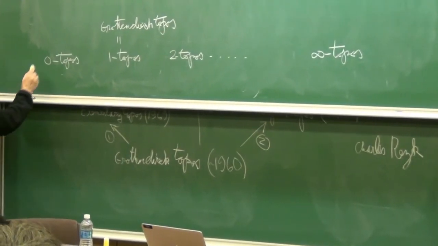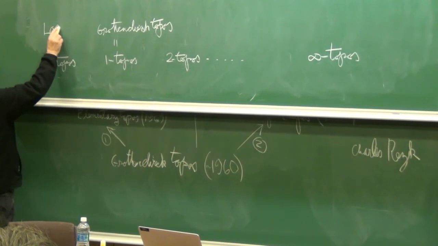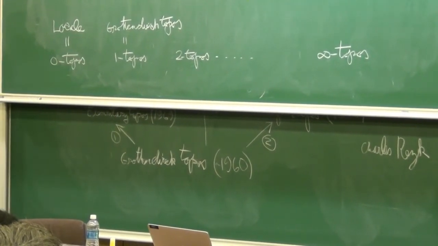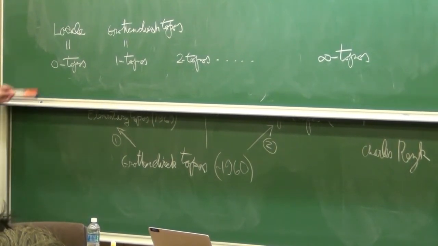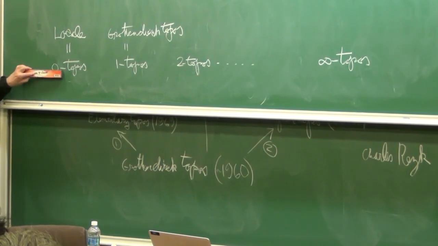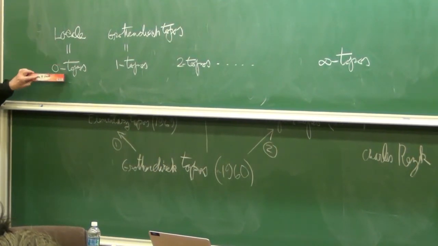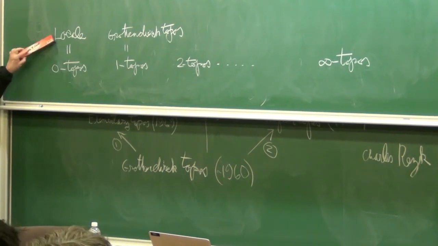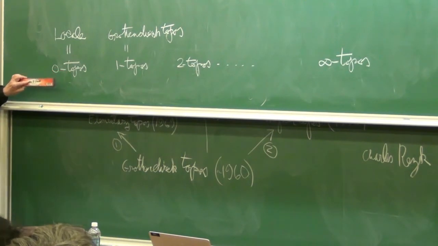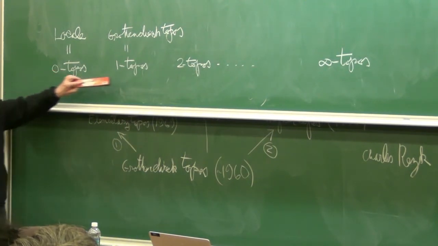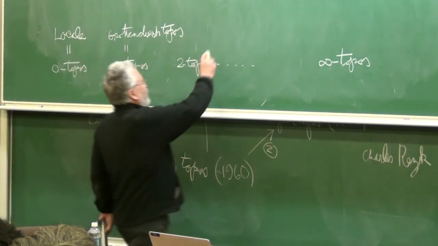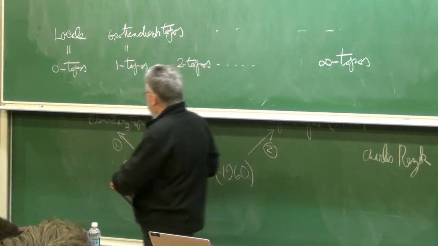And the 0 topos are what we call a locale. And many of the things that I would like to discuss are already present in the theory of locale. And so I will start by presenting some aspect of the theory of locale and introduce maybe some new terminology, and then move up to one-topos and possibly eventually infinity topos.